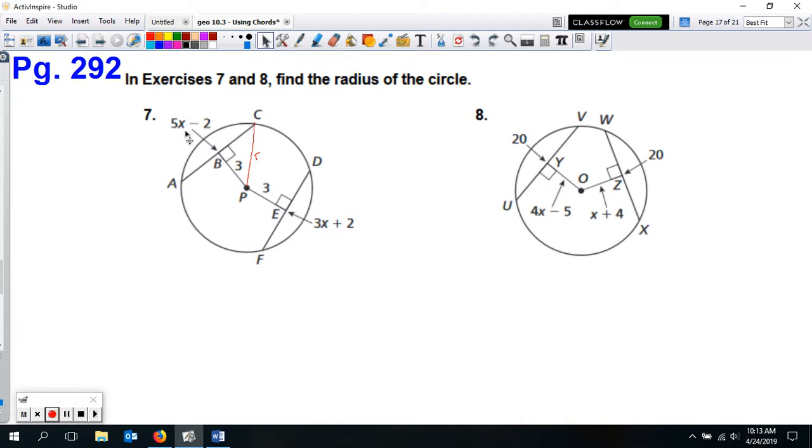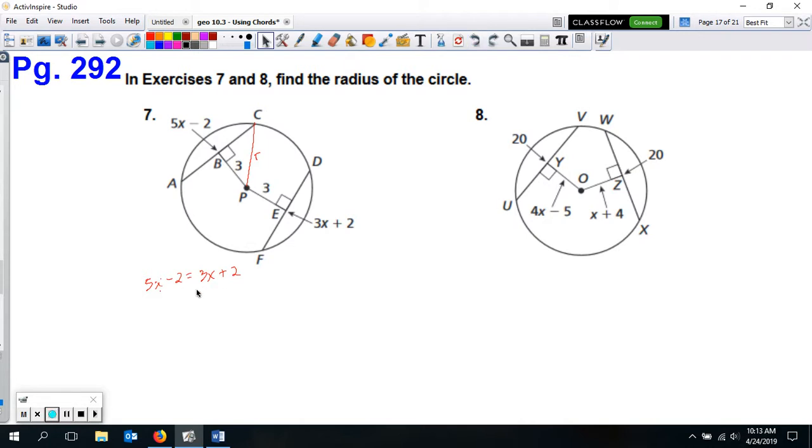Now what I do know here is that this chord AC is 5x minus 2. This chord over here, D to F, is 3x plus 2. So because these chords are both equal distance from the center point, that was that last theorem we were just looking at, the equidistant chords theorem. Because these are both 3, that means that these chords are equal to each other. So we can make our equation out of setting those two equal to each other, and we're going to say just 5x minus 2 equals 3x plus 2.